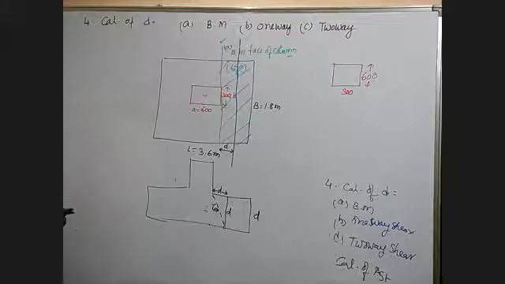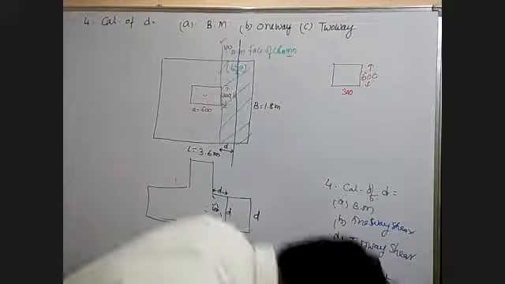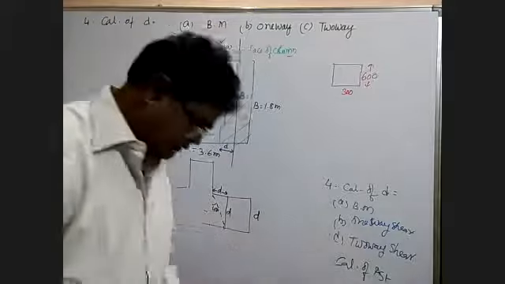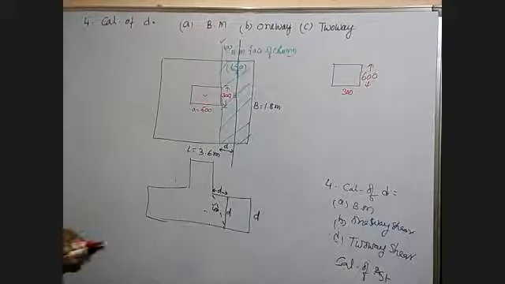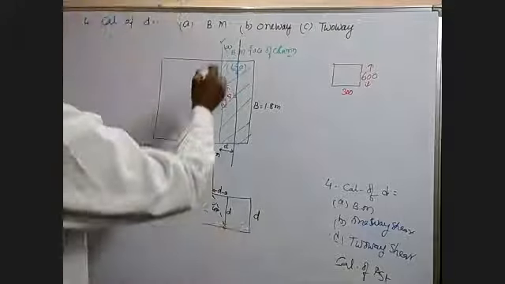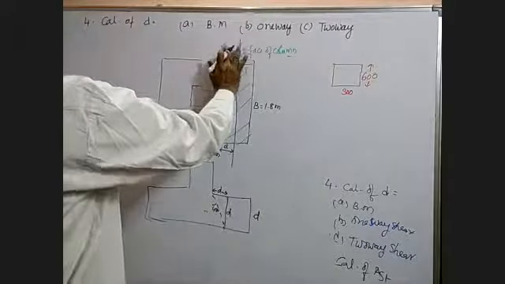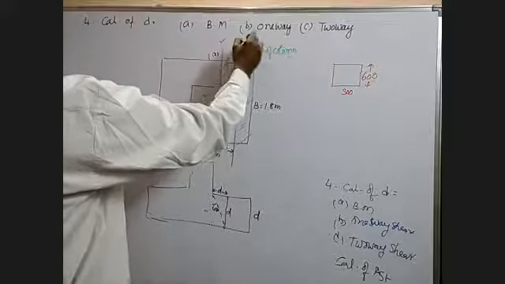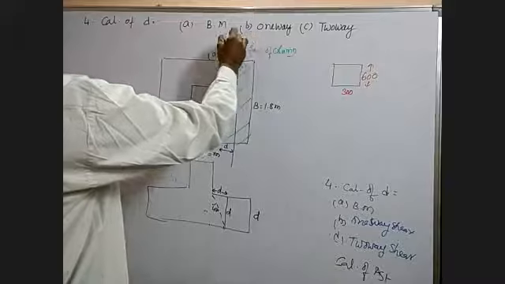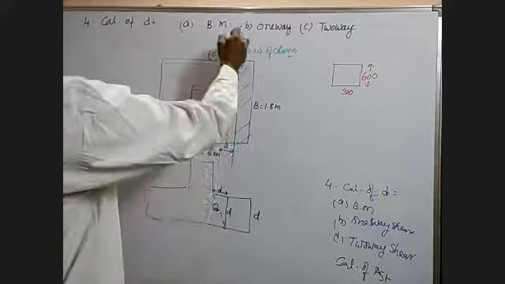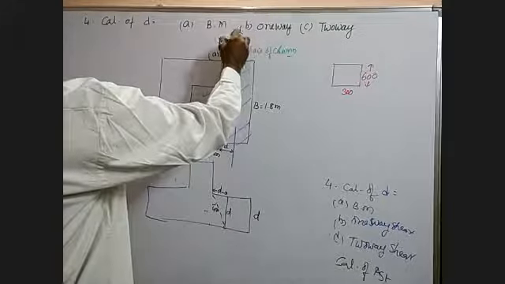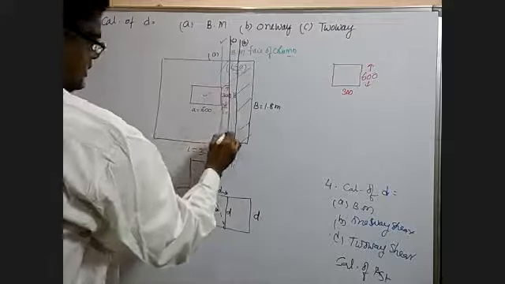Now coming to the other failure, two-way shear. The two-way shear will act at a distance of D by 2 from the face of the column. That is, see, this green line is A, the blue line is B, and we have a D by 2 here. This is C. So this acts at a distance of D by 2.